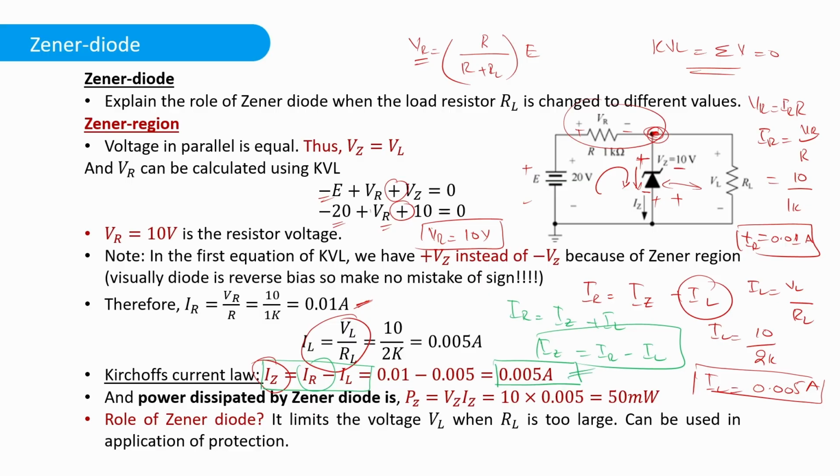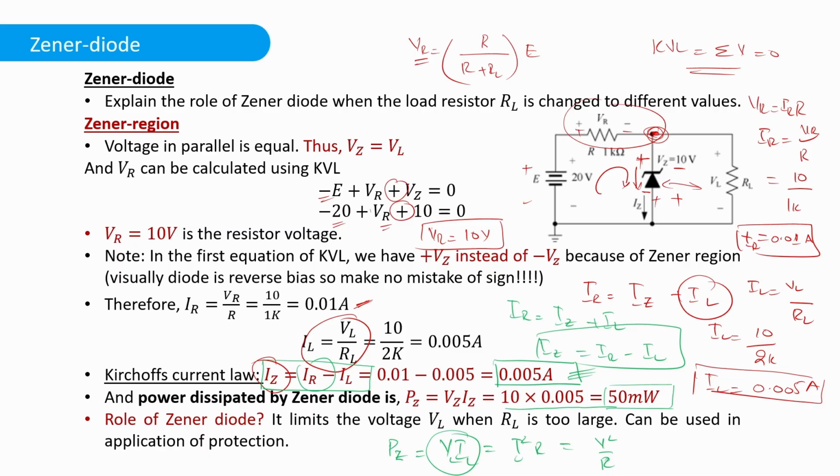Once we calculate this current, what I can do is calculate the power dissipated in this diode. So P is equal to VI, which is also equal to I squared R. And there is also another formula: if we replace this I by V by R, then this is also equal to V squared by R. We have all these three formulas for calculating the power, but this one is much easier because we have the value of VL and the value of IL. So we can calculate the power dissipated in the Zener diode as 50 milliwatts. This is very small power.